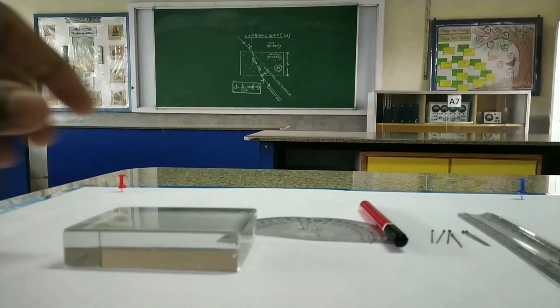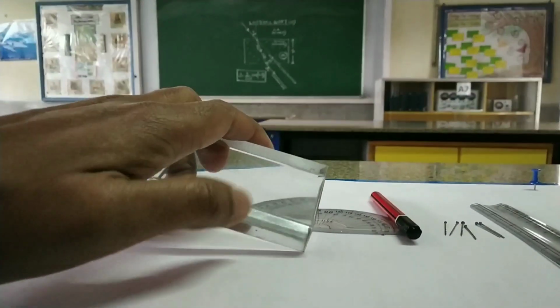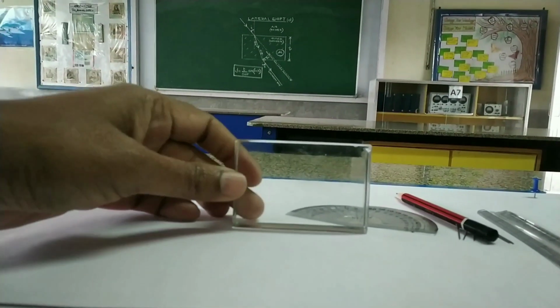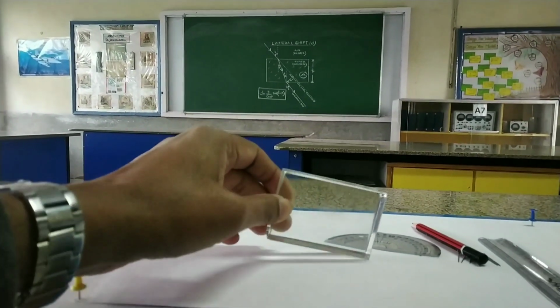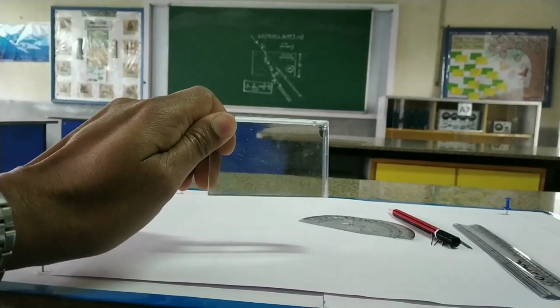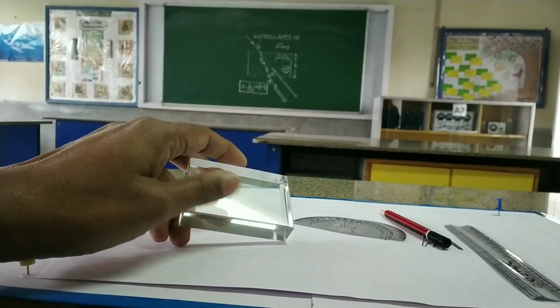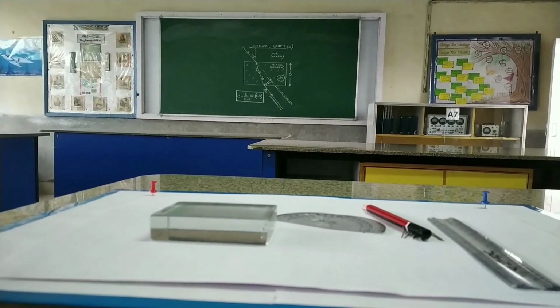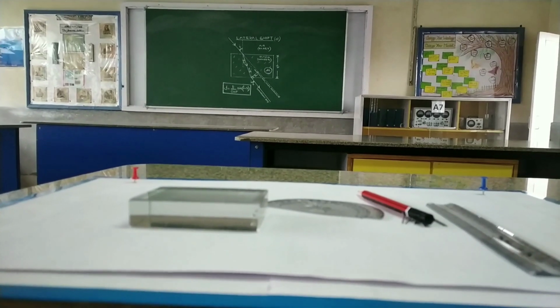Now, in order to perform this experiment, we need a glass slab. This is a rectangular parallel-sided glass slab, and we will also be requiring a drawing board, a sheet of white paper, pins, scale, protractor, pencil, and obviously drawing pins.